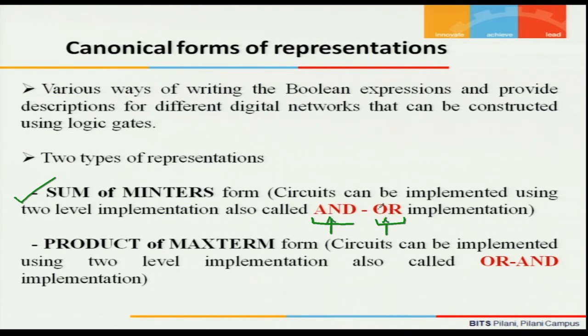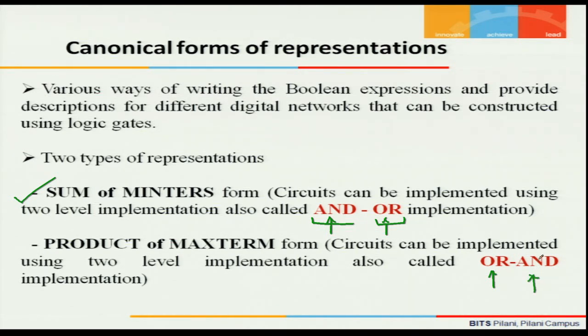The combinational or sequential circuit can also be represented in another form, what is called the product of max terms form. So, when we represent the digital circuit in product of max terms form, again the circuits can be implemented in two levels. First level will be an OR function, second level will be an AND function. So, we call this implementation an OR AND implementation.